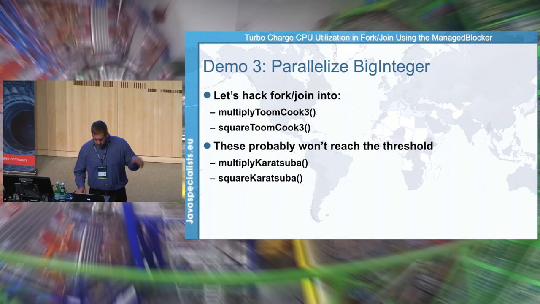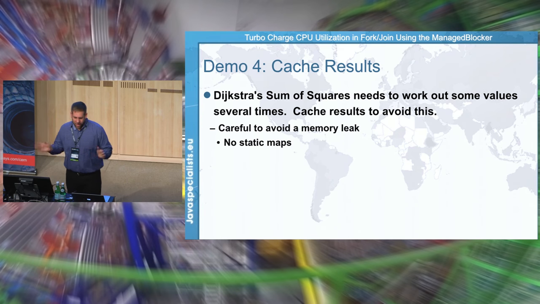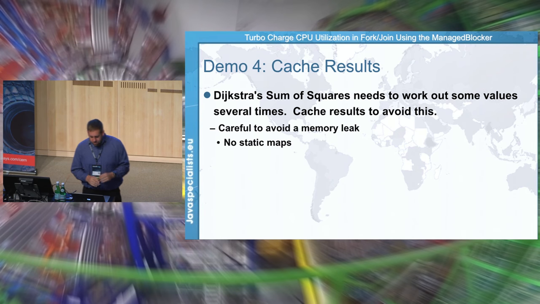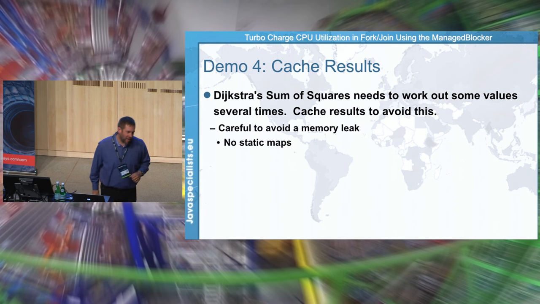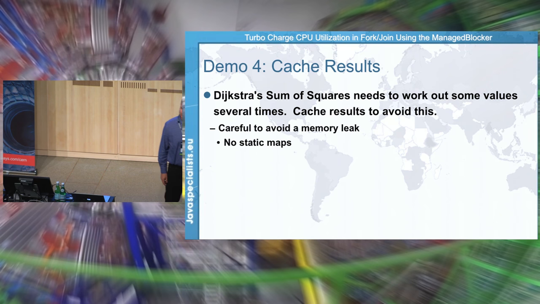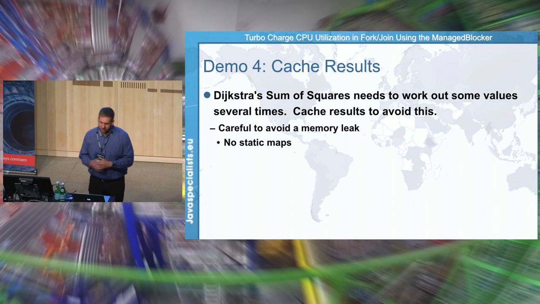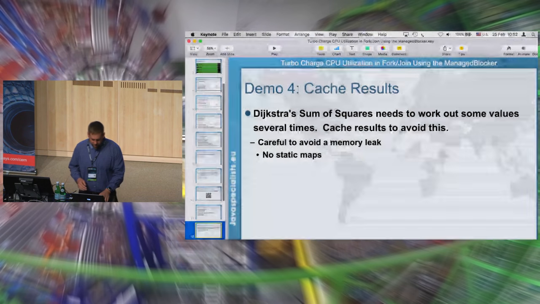So we did this part. Cache results. That's the fourth thing we want to do, is to cache the results. The idea is that we don't work out the numbers over and over again. We rather just have a cache where we put the values, so we don't have to do the work over and over. But we also have to be careful of a memory leak, so we don't want to have a static cache. We're going to construct the cache, fill it with data, and then throw it away at the end of the run. Let's try to do that.